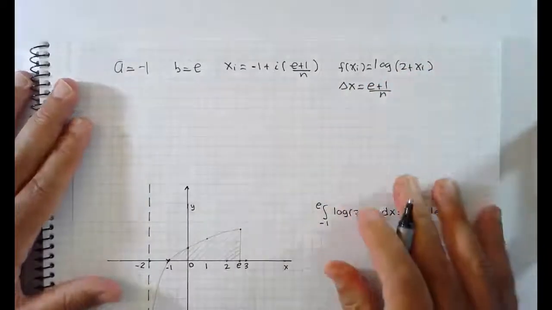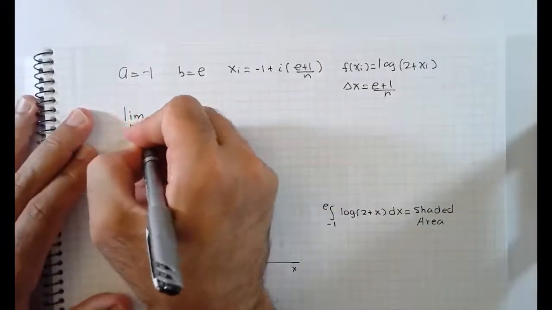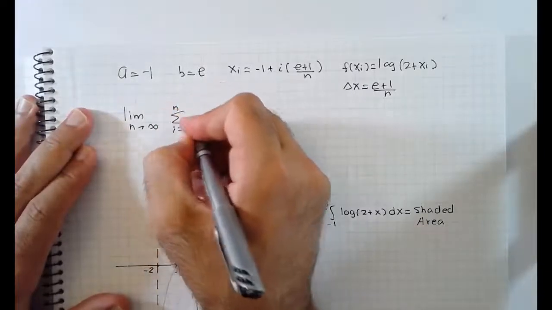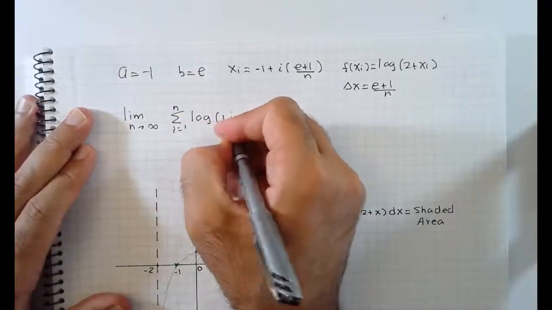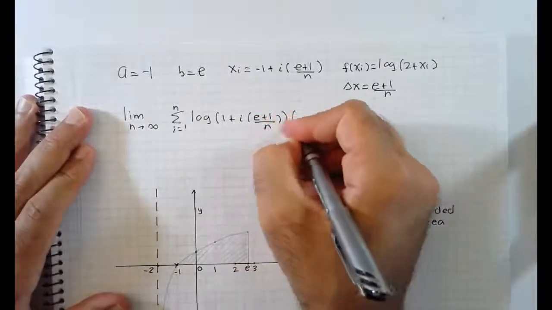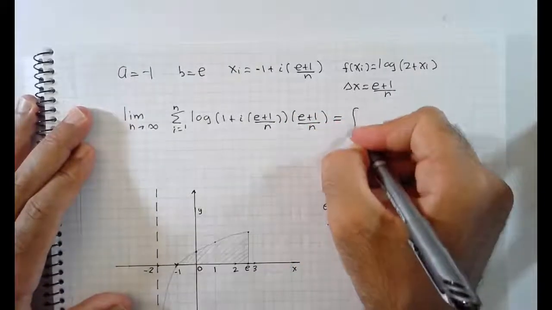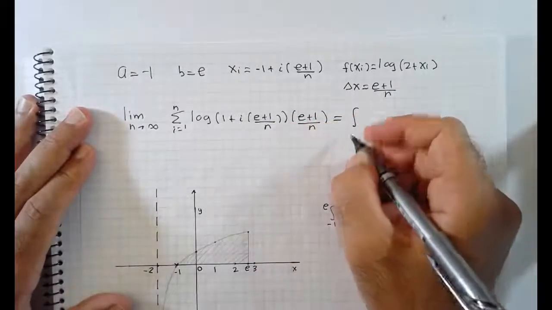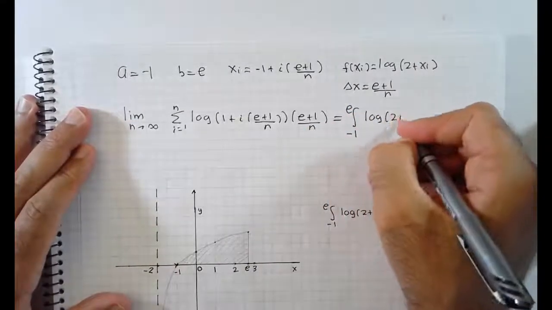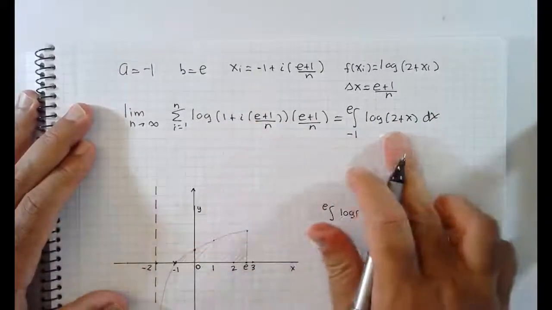We can now transform the Riemann sum into a definite integral. So we have the limit as n goes to infinity of the sum from i equals 1 to n of log of 1 plus i times (e plus 1)/n, times delta x, (e plus 1)/n, and this is equal to the Riemann sum. This Riemann sum is equal to the definite integral from -1 to e of log of 2 plus x dx. We've transformed the Riemann sum into a definite integral.